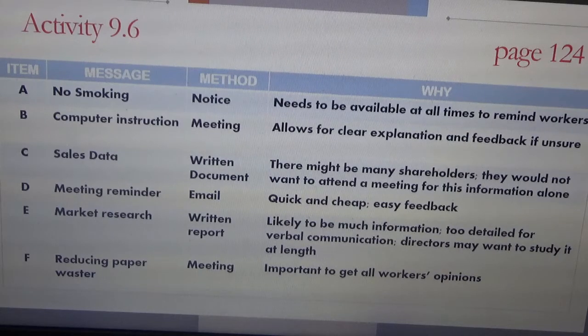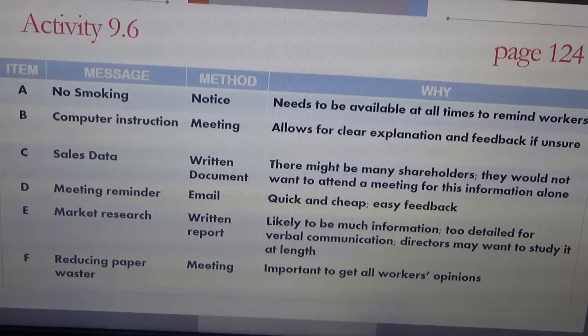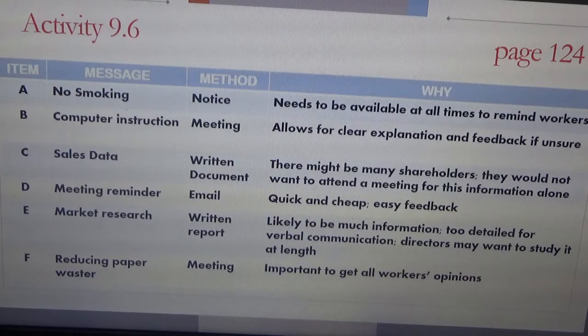Okay. For letter B, the situation is the management wants to instruct all employees on how the new computer system works. So the message is computer instruction. Okay, and the method will be conducting a meeting. Why? To allow for clear explanation and feedback if unsure.